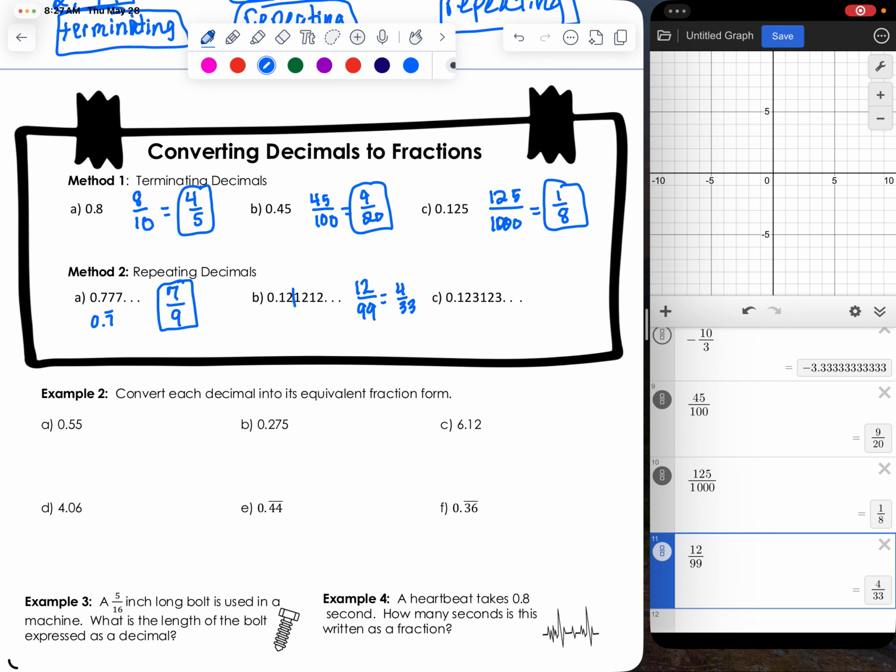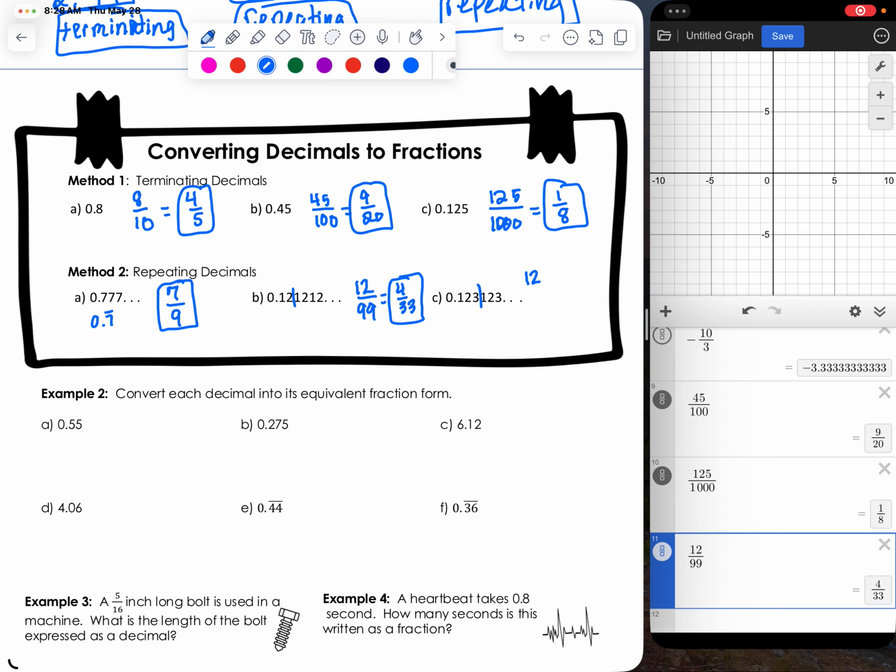4/33. All right, problem C, 0.123 repeating. So this time, there are 3 numbers repeating. Pause the video and try this problem on your own. All right, welcome back. Let's see how you did.